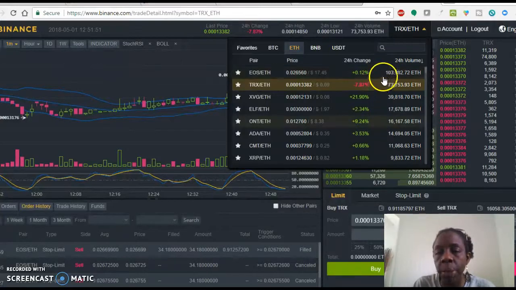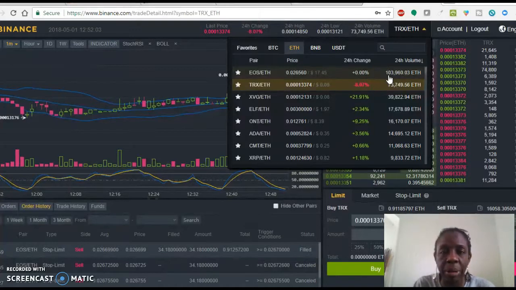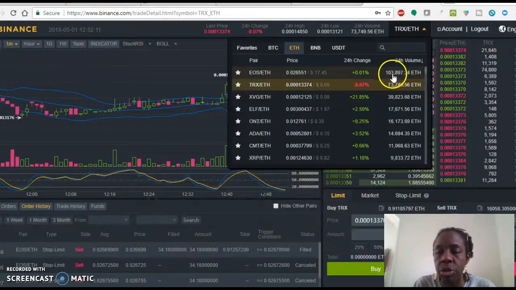So we have the EOS and Ethereum pair trading the most on this platform for today. Today is the 1st of May 2018. Welcome everyone to the merry month of May. Okay, and then second in line here we have Tron and Ethereum. And you can see the numbers decreasing.